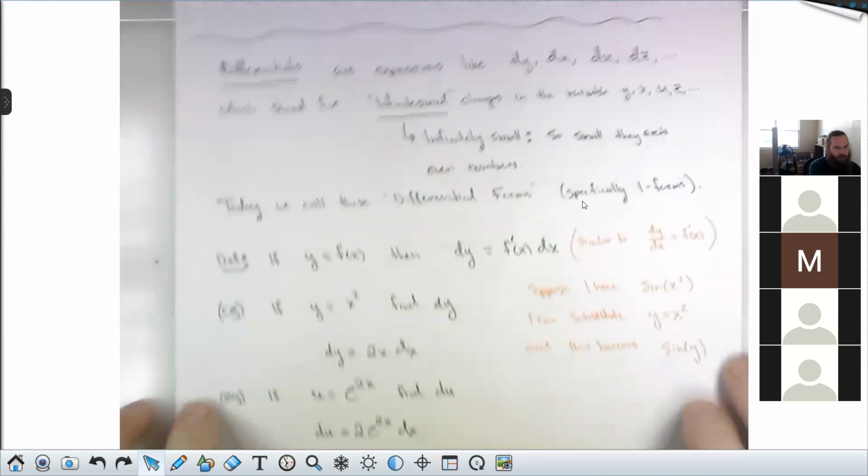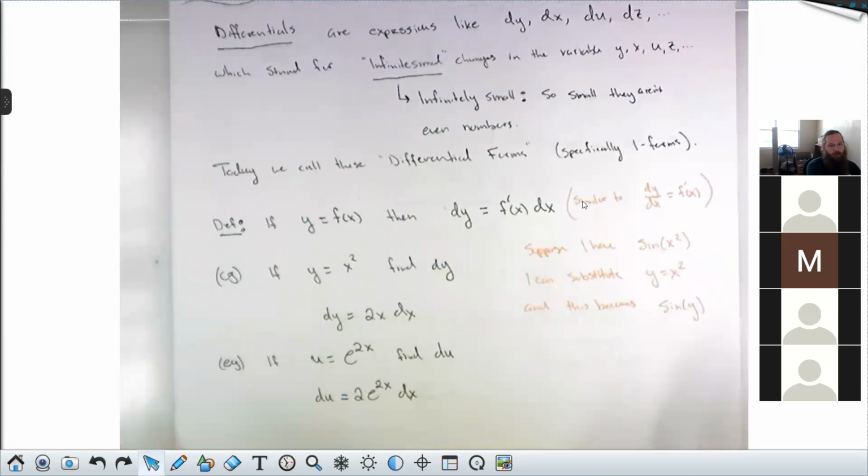I'll hold for just a second for anybody who needed to write down. Don't write down the orange, but please do write down the black.